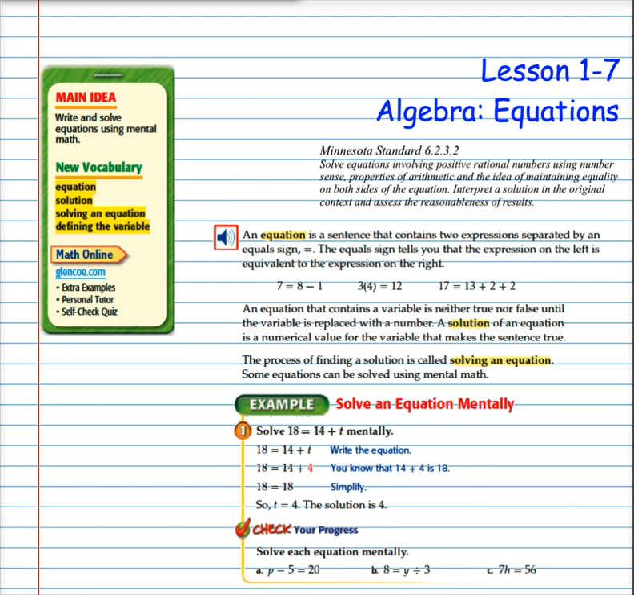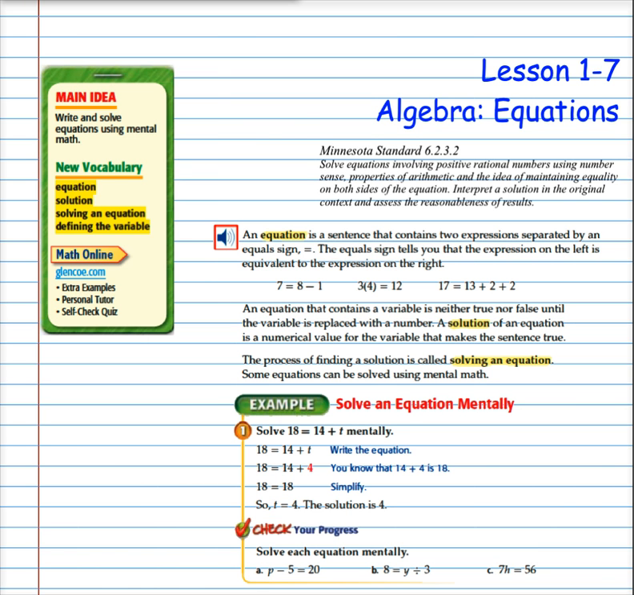An equation that contains a variable is neither true nor false until the variable is replaced with a number. A solution of an equation is a numerical value for the variable that makes the sentence true. The process of finding a solution is called solving an equation. Some equations can be solved using mental math.